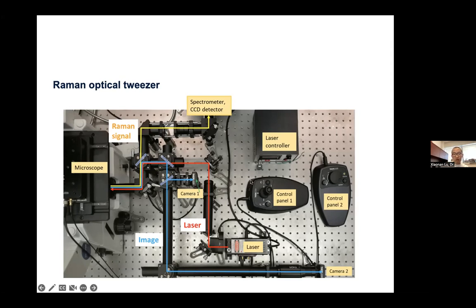So this is the layout of our homemade Raman optical tweezer. We have a laser here. This one is a 785 nm near-infrared laser. Besides, we have two cameras that can monitor the movement of the bacteria within the microfluidic lab-on-a-chip system. And we have the CCD detector that can generate the spectra.